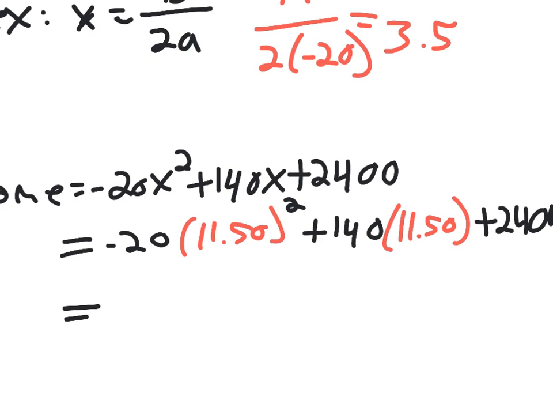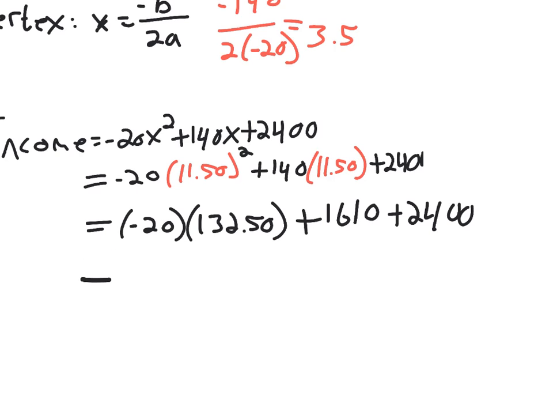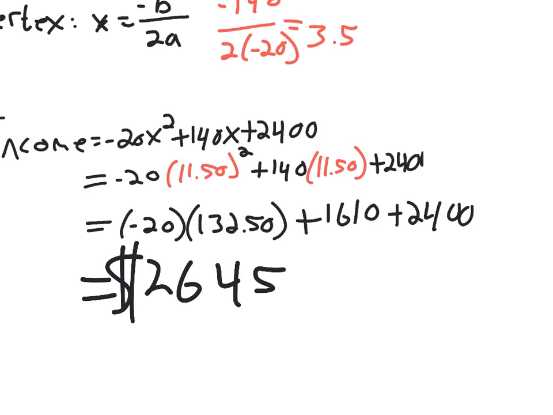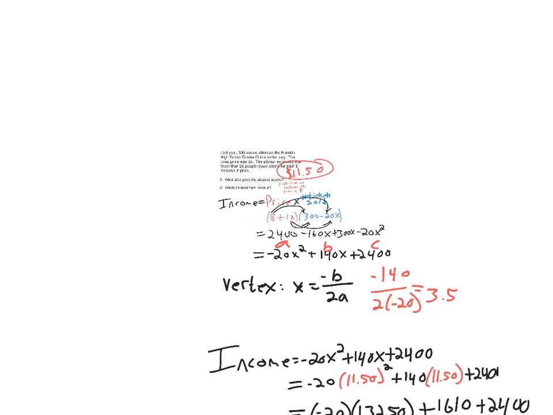3.5 squared. Then we've got 140 times 3.5. So the rest is just doing multiplication first. Multiply these, then you get to add everything up. And when you do that, you should get 2,645. That's the maximum income. According to those pieces of information they gave us, that's the maximum income we can expect. So that's our answer for part B.